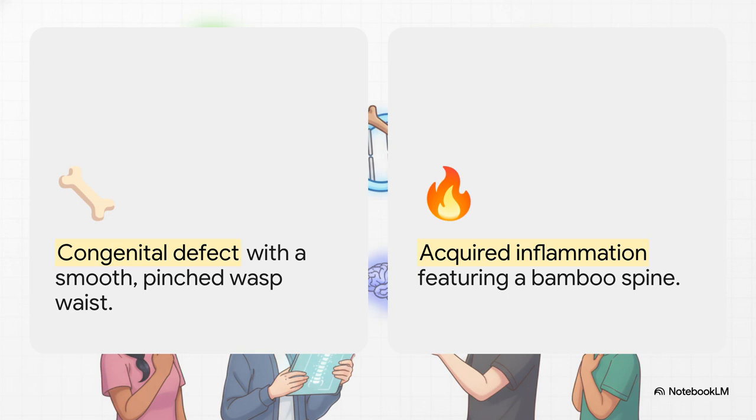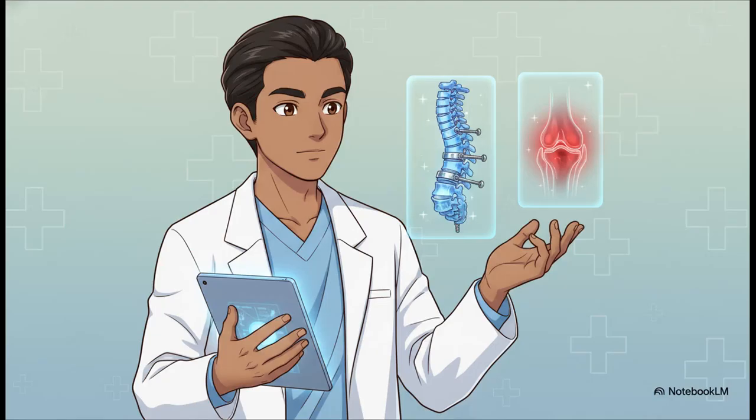KFS is a congenital defect featuring that smooth, pinched wasp waist we talked about. Ankylosing spondylitis, on the other hand, is an acquired, inflammatory condition. It doesn't have a wasp waist. Instead, it features a bamboo spine caused by syndesmophytes bridging the vertebrae, usually along with associated sacroiliitis. There are a few other mimics you should definitely keep on your radar.